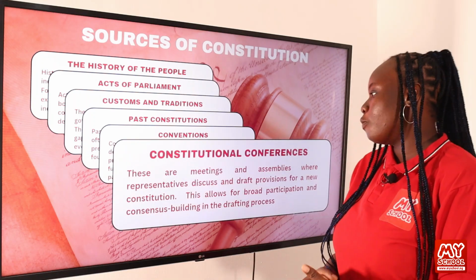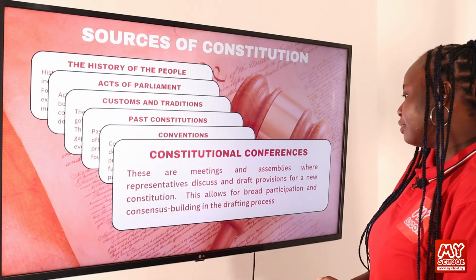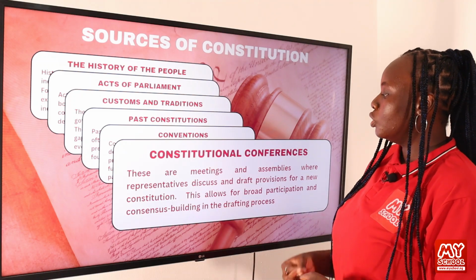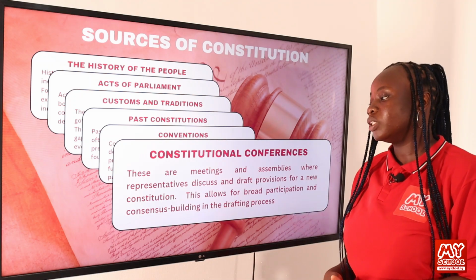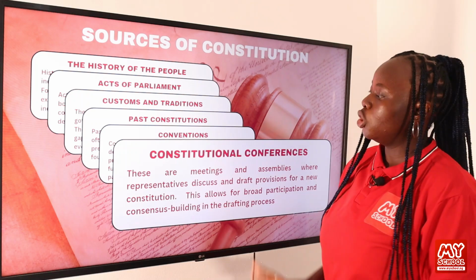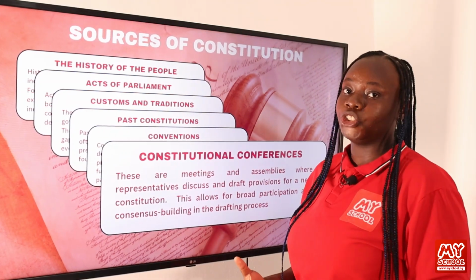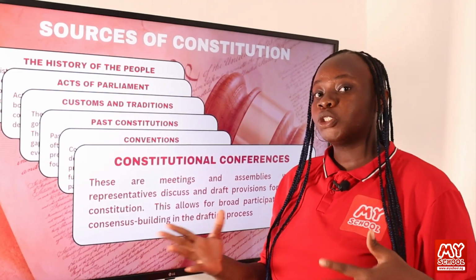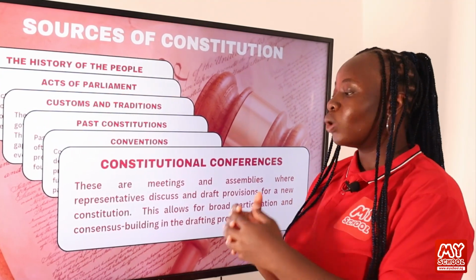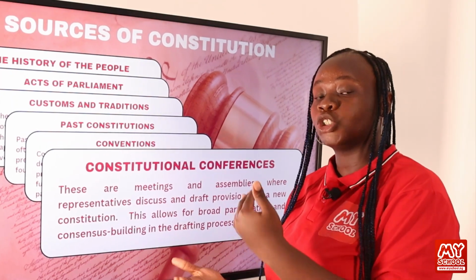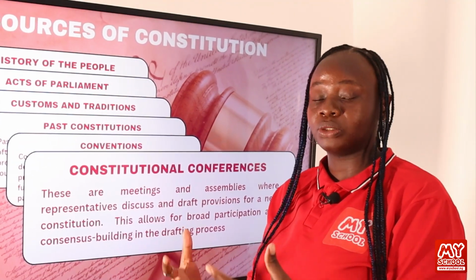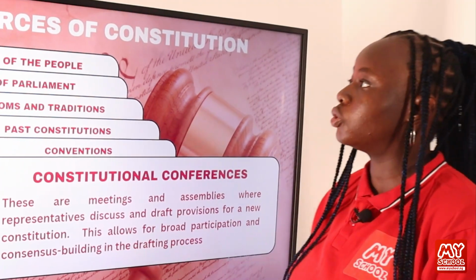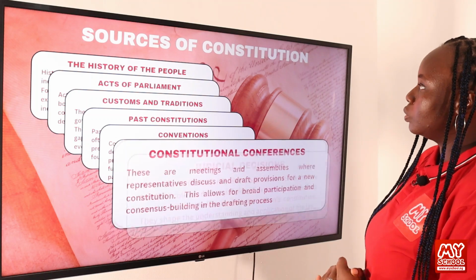We have constitutional conferences. So they are meetings and assemblies where representatives discuss and draft provisions for a new constitution. So this allows for broad participation and consensus building in the drafting process. So for most of the constitutions we had in Nigeria, before they were drafted, there were conferences where experts from various parts of the country came together to discuss what laws should be passed, what should be added to the constitution, and those rules and those guidelines. So constitutional conferences can also be a source of constitution. Now let's move on to the next one.